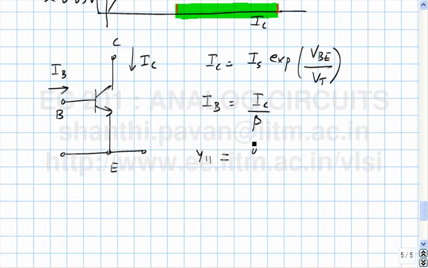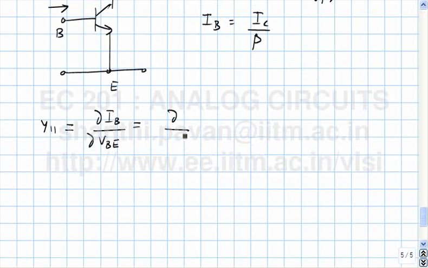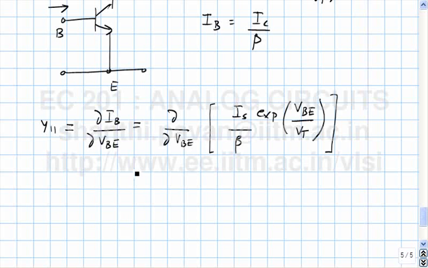Y11 is ∂IB by ∂VBE. IB is IC by beta. This is nothing but ∂ by ∂VBE of IC by beta, and IC happens to be IS exponential VBE by VT. So what is this? It is IC by beta, which is IB by VT. Does that make sense?